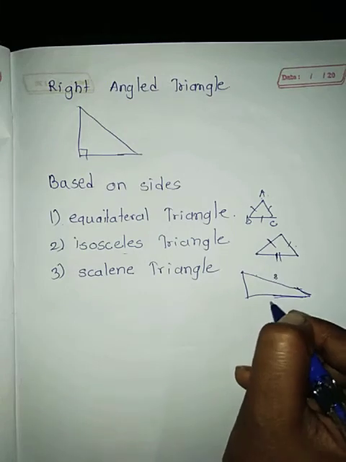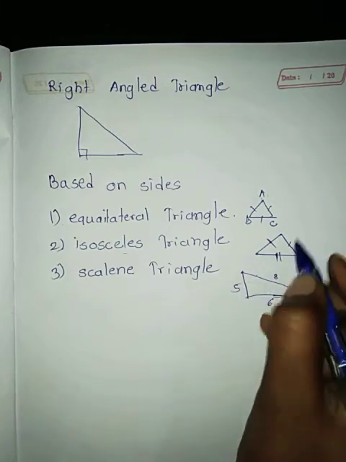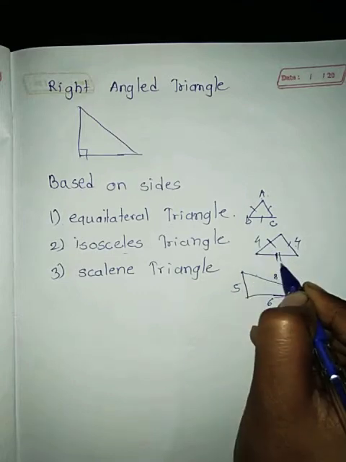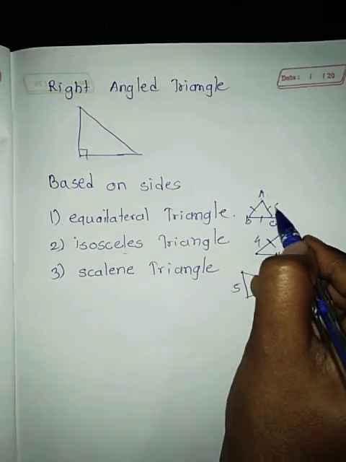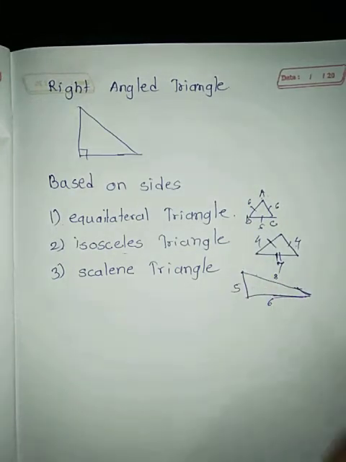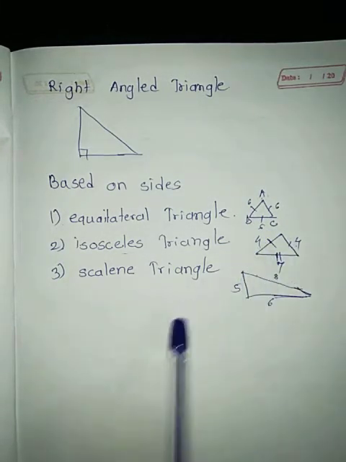Suppose this is 8 centimeters, this is 6 centimeters, this is 5 centimeters; here 4 centimeters, 4 centimeters, and suppose 7 centimeters; here suppose 6, 6, 6, all are the same; here 2 are the same, and here all 3 are different. That is nothing but a scalene triangle.